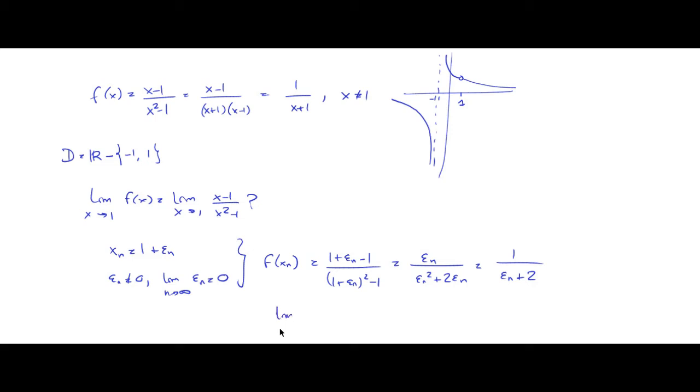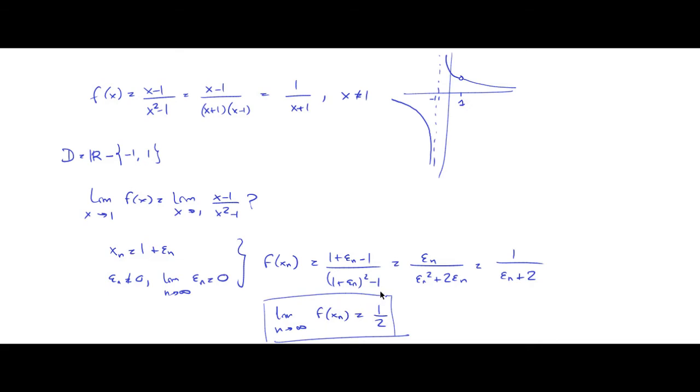Now the limit when n goes to infinity of f composed with x sub n is the limit of this, but the limit of epsilon sub n is 0, so then we have 1/2. Okay, that's going to be our limit, even though the function is not defined on this point. This is the limit of the function.